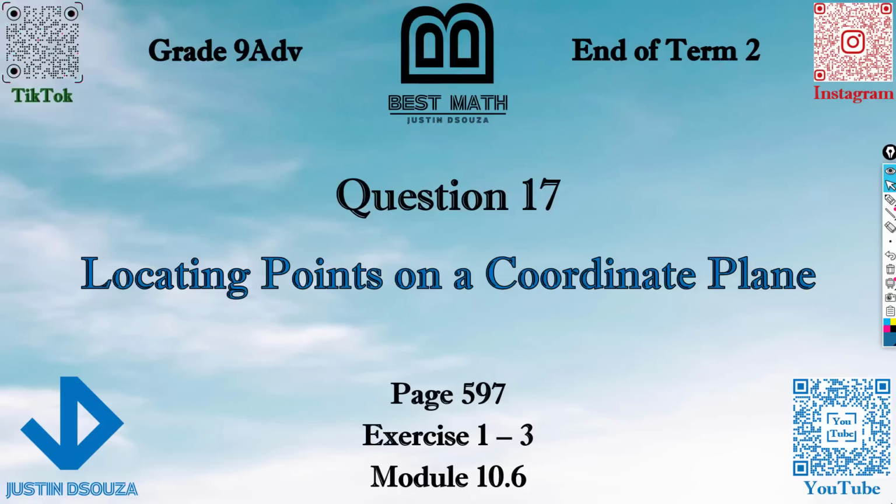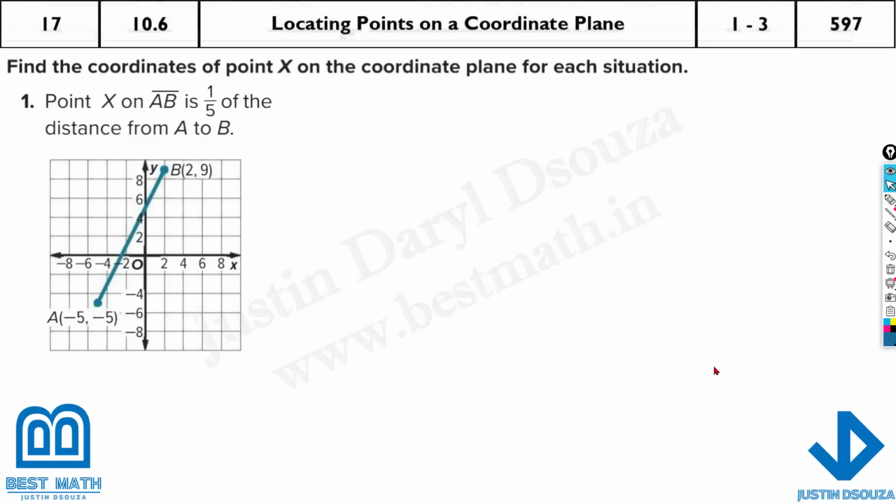The question 17 is locating points on a coordinate plane. And this is from the module 10.6. Yeah, this is pretty simple. We have to just remember one formula and then it's very, very easy. But before going to the formula, you have this coordinate A and B is given. We need to find x, which lies on this line AB, which is 1/5 of the distance from A to B. So from A to B, this is very important. A is the first point, second point is B.